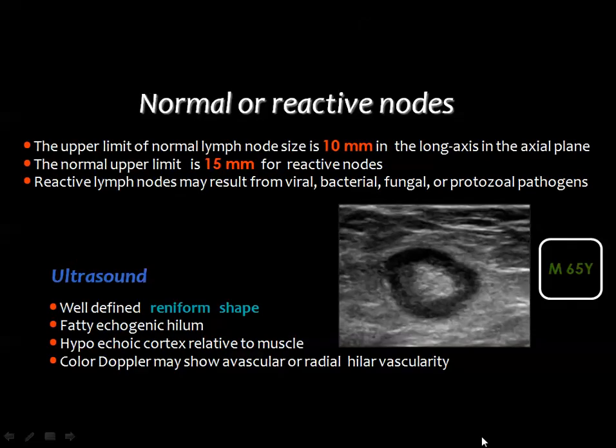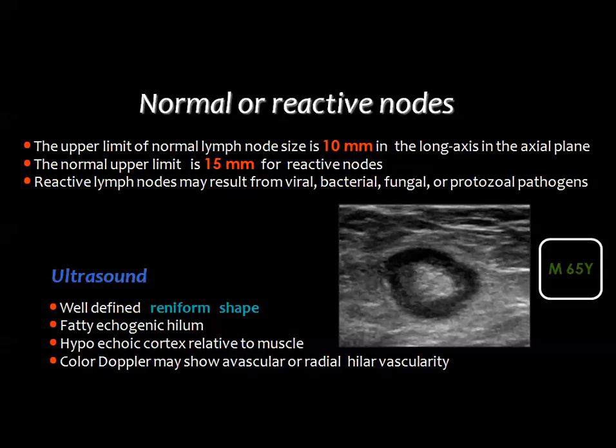The lymph nodes that are considered normal should be in the range of 1 centimeter in the long axis of the lymph node in the axial image. When we consider the upper limit of the reactive node, it is about 1.5 centimeter, and you know that reactive nodes are located at areas draining frequent sites of infection, usually in the inguinal region and in the cervical region as well.